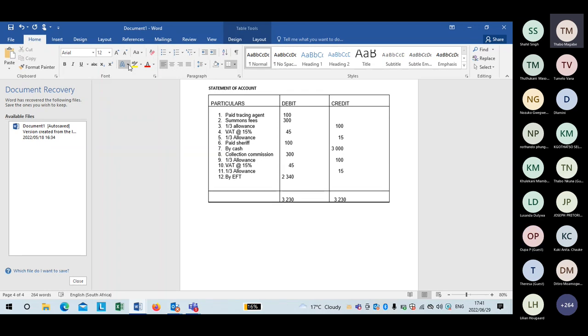Exactly. So it means, insofar as item number one is concerned, you will go to the business cash book, you will credit it, and your narration will be paid tracing agent. What else will you do still in item number one? You open Nyamsoro in business. You will open an account for Nyamsoro attorneys in business, not so? Yes. And what do you do there? You debit that account. From there, where do you go? You go to the next item on the statement, not so? Yes. And what is the next item?